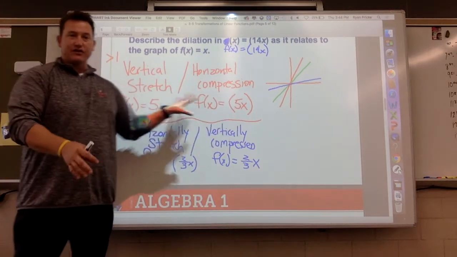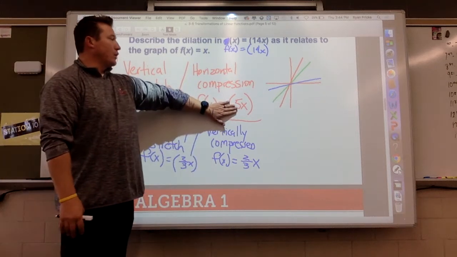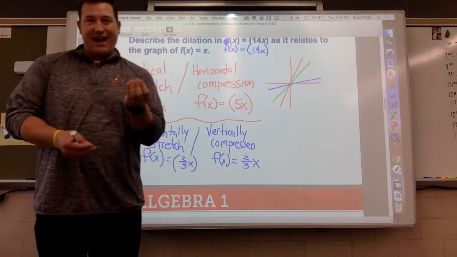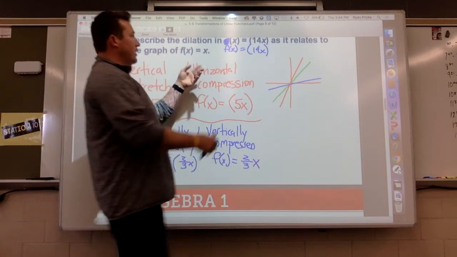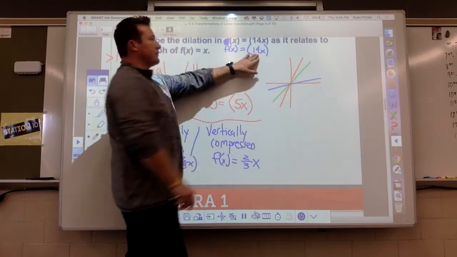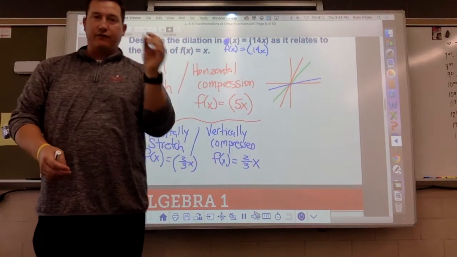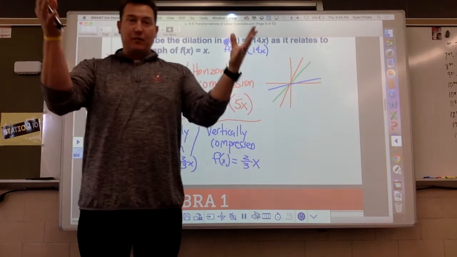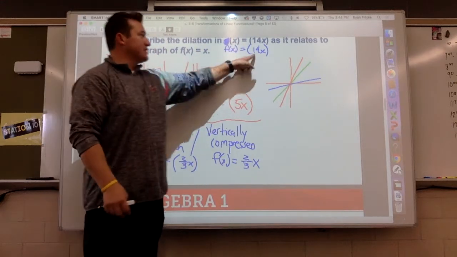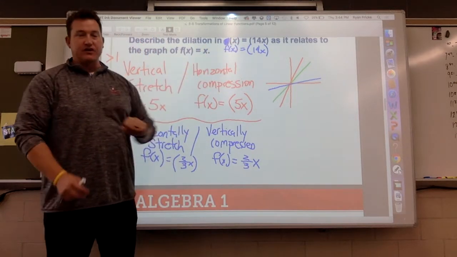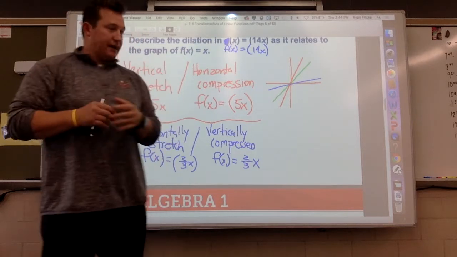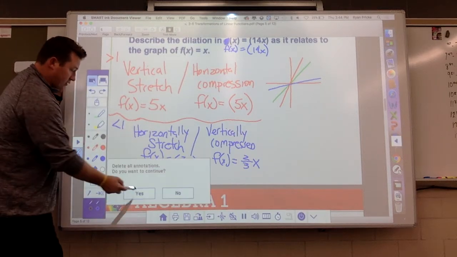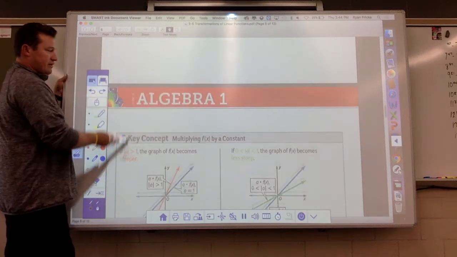But for now, we want to try to get the terminology right. We would say this is a horizontal compression, and then we like to add whatever number it is. So we would say this is a horizontal compression by a factor of 14. I got 14 just because that's the number they're multiplying it by. That's how much steeper this is becoming. This is 14 times steeper than just our parent function, f of x equals x. You guys are good here? Of course you are.